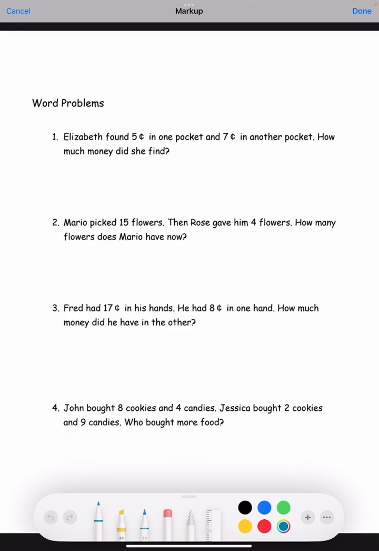Okay, let's look at number 1. Elizabeth found 5 cents in one pocket and 7 cents in another pocket. How much money did she find? So we know that she found 5 cents in a pocket and 7 in another. So let's add 7, which equals 12. Whoa, that's a weird one. But there's 12 cents. Elizabeth found 12 cents in total.